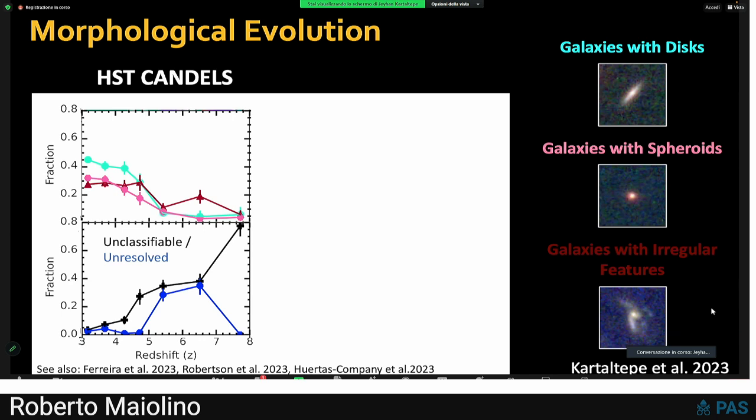To briefly summarize, the fractions here for disks are roughly 40% up until about redshift 5, and then drop off quite dramatically. The other morphologies drop off pretty dramatically as well. That drop off is really driven by this bottom plot, which shows that with Hubble at these high redshifts, most of the galaxies were either unclassifiable because they're just really tiny, really faint, and hard to see any structures, or completely unresolved, right? They were just point sources in the images.